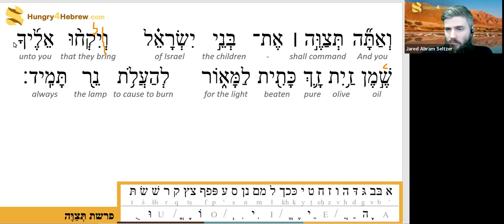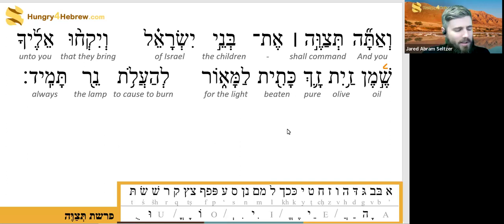Elecha, to you. But in English, it sounds better to say you bring something to you rather than take something to you. Well, shemen zayit zach katit lamaor. So shemen is a pretty well-known word, either oil or fat. Zayit is also pretty well known. It's an olive. Zach is not so well known. It's an adjective describing the purity of the oil. Katit is going to be kind of a descriptor talking about the oil, that it is beaten.